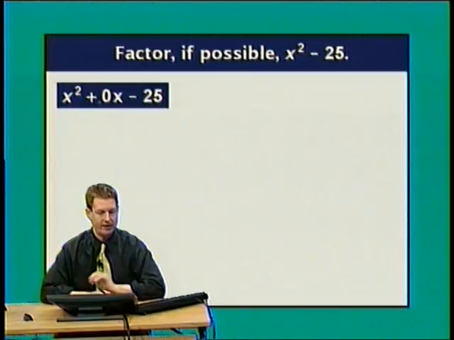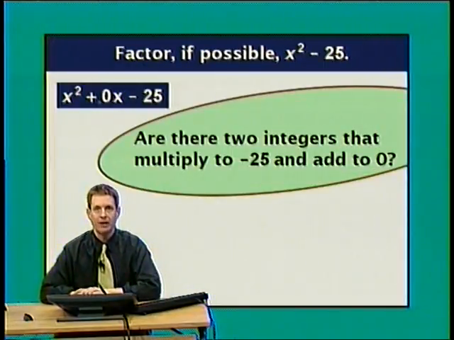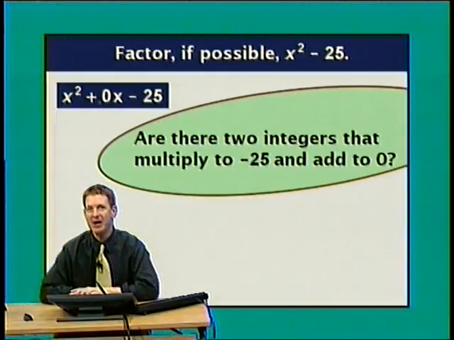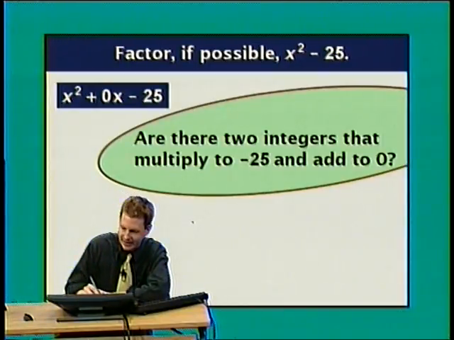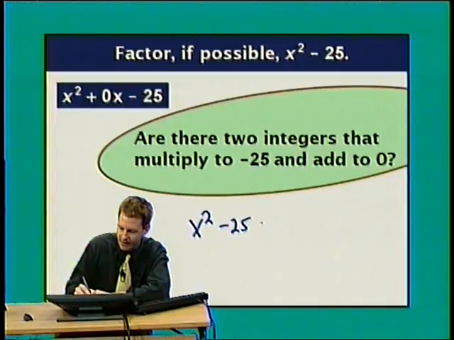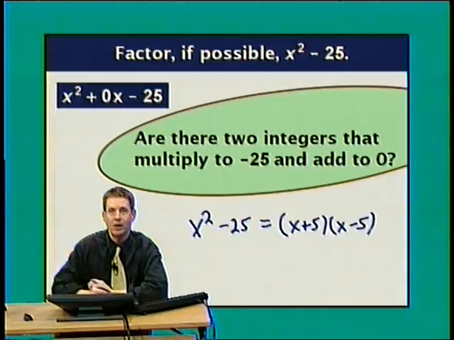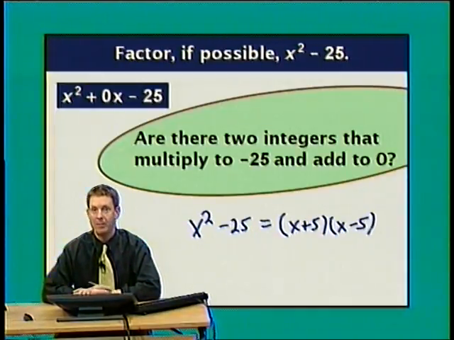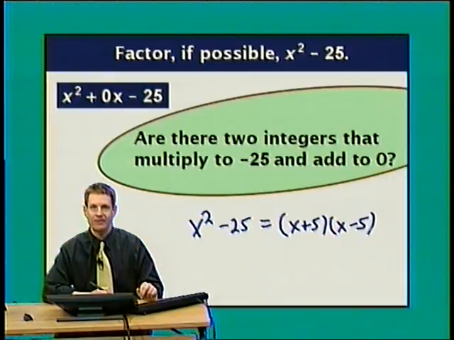So, can we think of two integers that multiply to negative 25 and add to 0? Well, I know I can, and I bet you can too. The two integers are positive 5 and negative 5. So it must be the case that x squared minus 25 factors into x plus 5 times x minus 5. Look at that from right to left. Remember, x plus 5 and x minus 5 are called conjugates, and conjugates multiply to the difference of perfect squares. So it makes sense that x squared minus 5 squared would factor into x plus 5 times x minus 5.